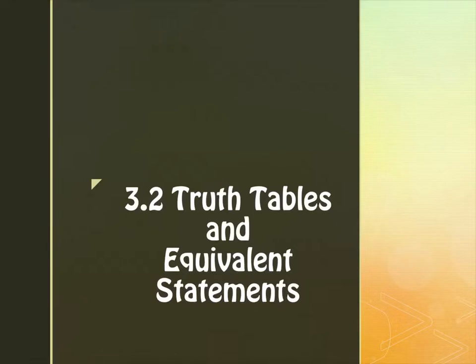Truth tables are a logical way of organizing information, kind of like Venn diagrams were as well. They're different, but they're that same idea. We're trying to find a way to organize our information to figure things out.